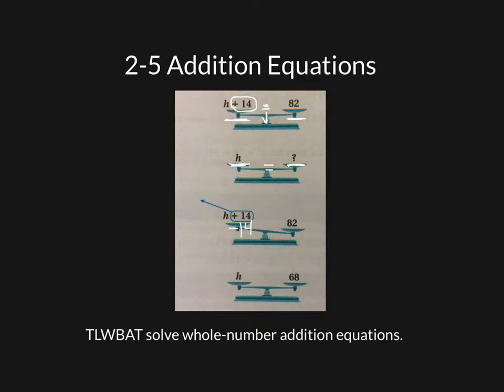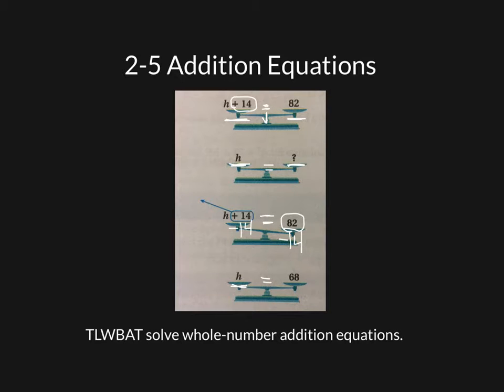But if I take away 14 from one side, now the sides aren't balanced anymore. You can see this 82 is much heavier than this one because I took away 14 from one side. So in order to balance out those sides again, I need to subtract 14 from both sides so that the balance is equal. And if I subtract 14 from the right-hand side of the equal side, I will get 68. So h is equal to 68.